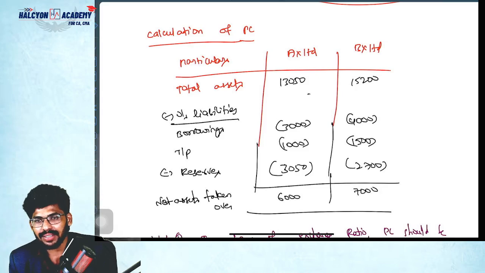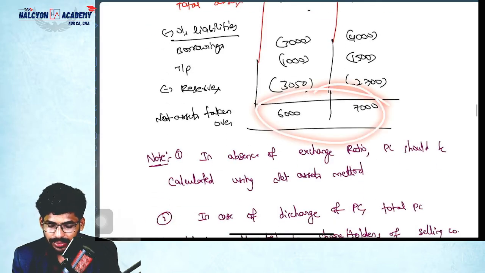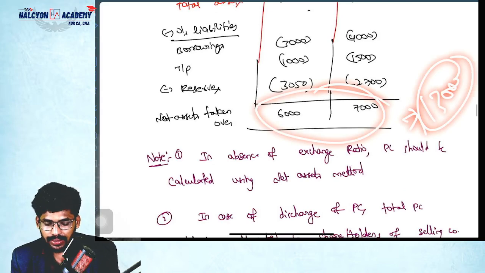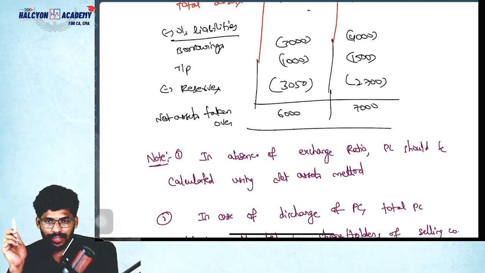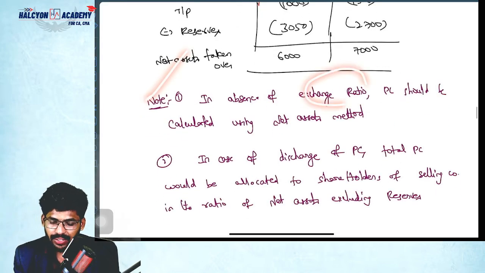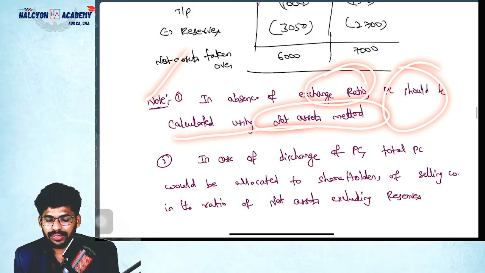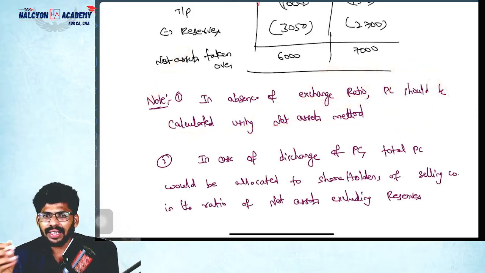This is the purchase consideration. Total purchase consideration, how much, guys? 6,000 plus 7,000, total 13,000. Correct or not? Yes, ABX Limited needs to pay 6,000 to AX Limited and 7,000 to BX Limited. Note 1: in the options of exchange ratio, PC should be calculated on the net assets method. If the question says nothing about the purchase consideration, please calculate it based on the net assets method: total assets minus outside liabilities including reserves.